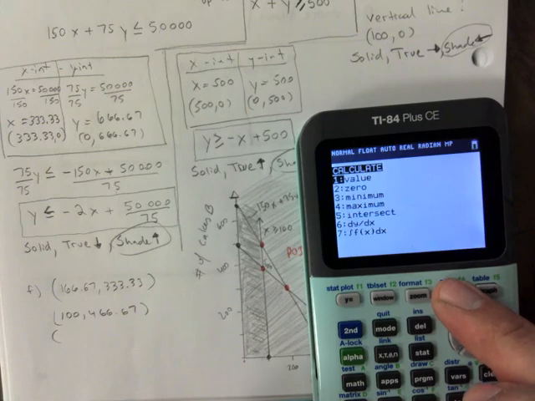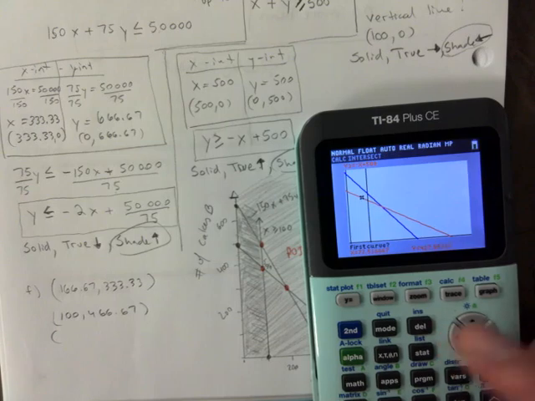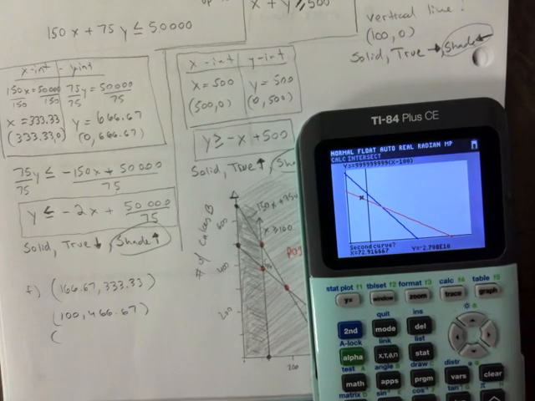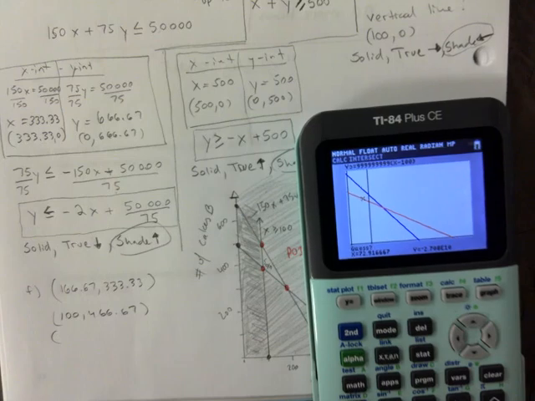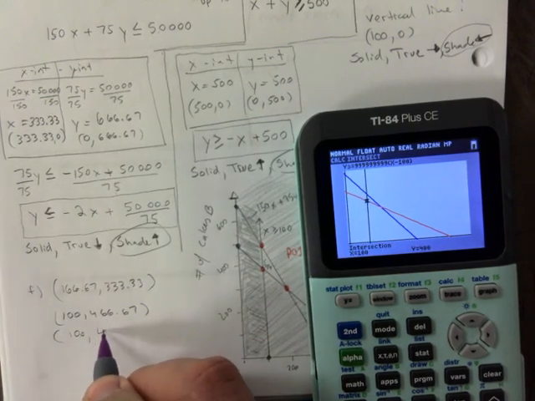One more time, second trace 5. I'm going to jump to the red one. Hit enter. It automatically jumps to the black one. So you want the intersection between those two, and it's 100, 400.